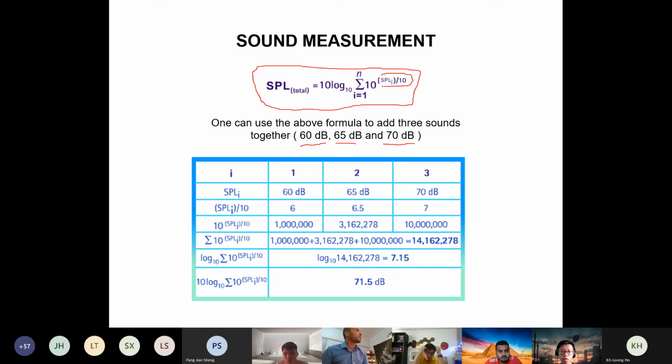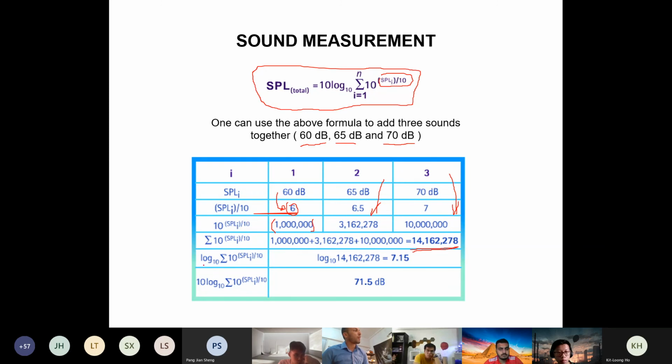So 60 decibels. Of course, you can calculate this first, because you see we need to divide by 10 for each one. So we divide by 10, so 60 divided by 10 is 6. After that, we apply 10 to the power of the number that we got here. Sorry, 10 power, not logarithmic, this one. So that's why it's 1 million here. We do the same thing here and here. After that, you sum all these numbers together. So you find this number.